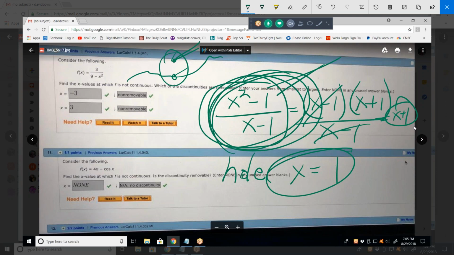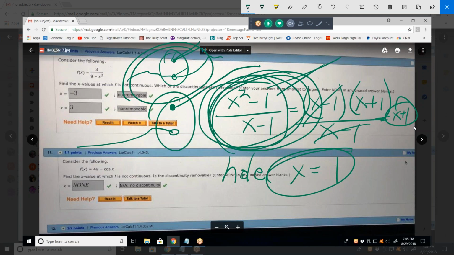I think there's three kinds of discontinuities. You have infinite, which is when you have vertical asymptotes. You have removable, which is when you have this situation, a hole. And non-removable is when you have this situation. In other words, a piecewise function where I can't remove it.